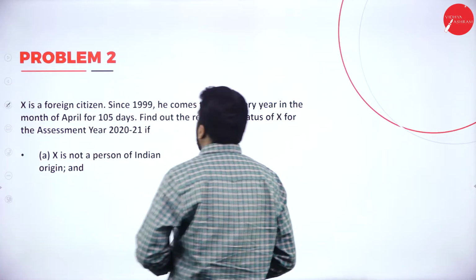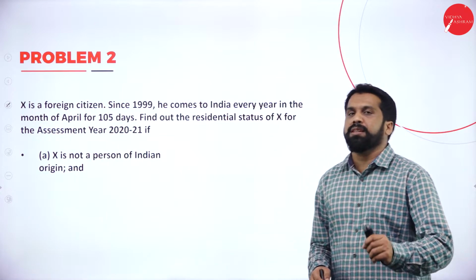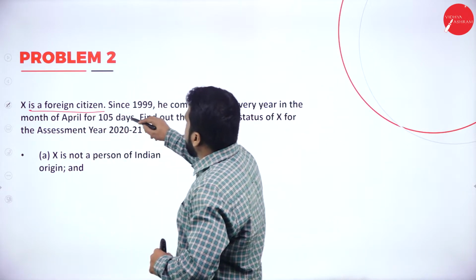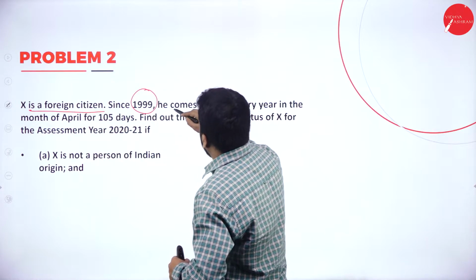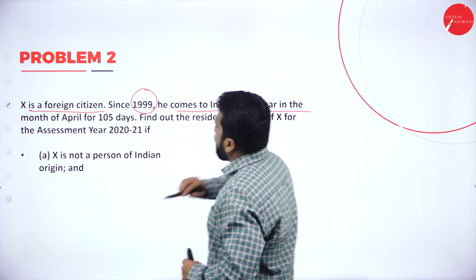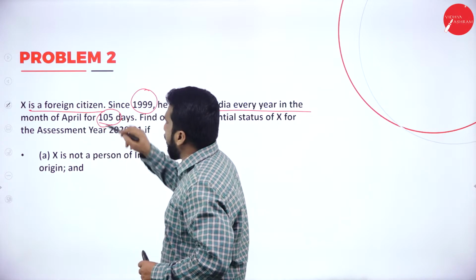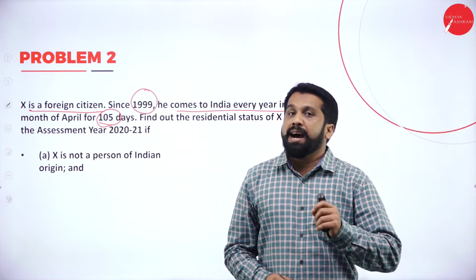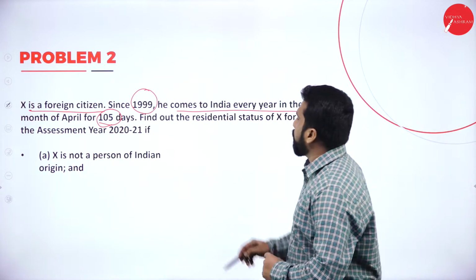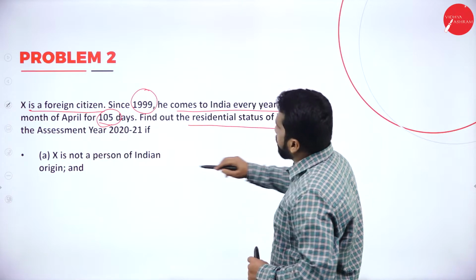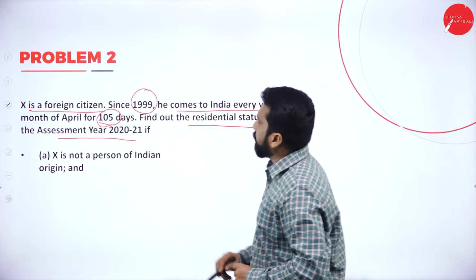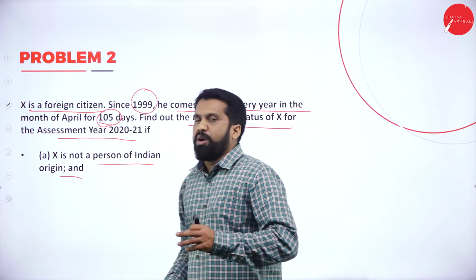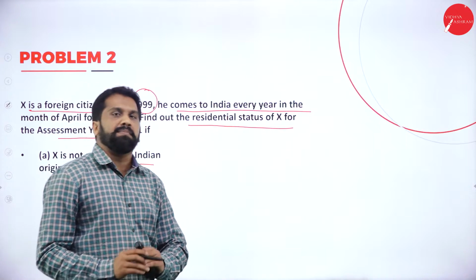Next, question number 2 about your residential status. X is a foreign citizen since 99. He comes to India every year in the month of April for 105 days. See, every year he was in India for how many days? 105 days. Remember. Find out the residential status of X in the assessment year 2021, if X is not a person of Indian origin. Very simple to calculate.